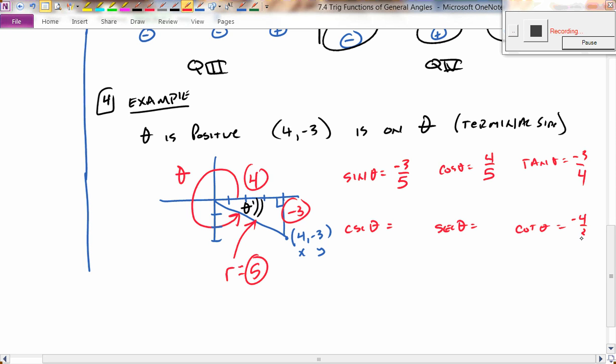So now I have all of these, right? Negative 4/3, positive 5/4, negative 5/3. And sine is negative, cosine is positive, tangent is negative. So you see how this all blends together? They all fit together? Yes. All right, you guys, what questions do you have? That's it.